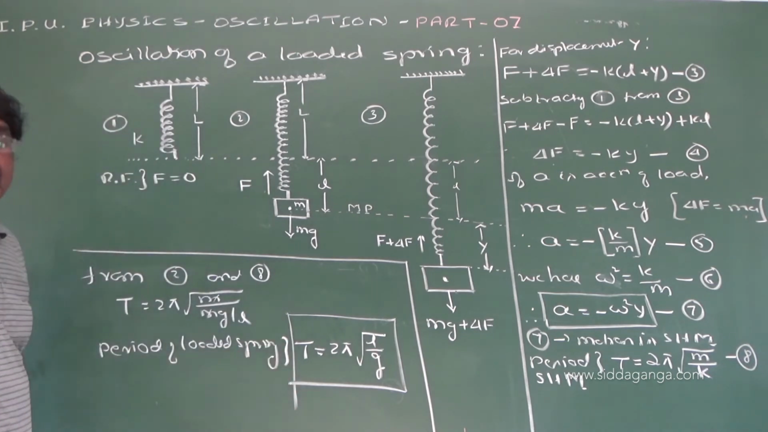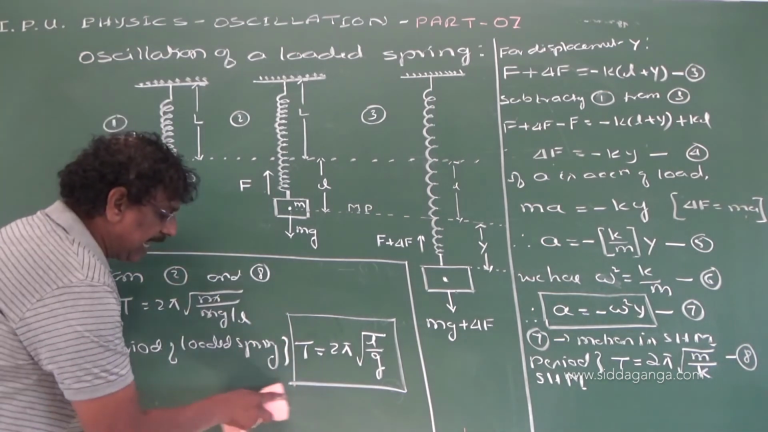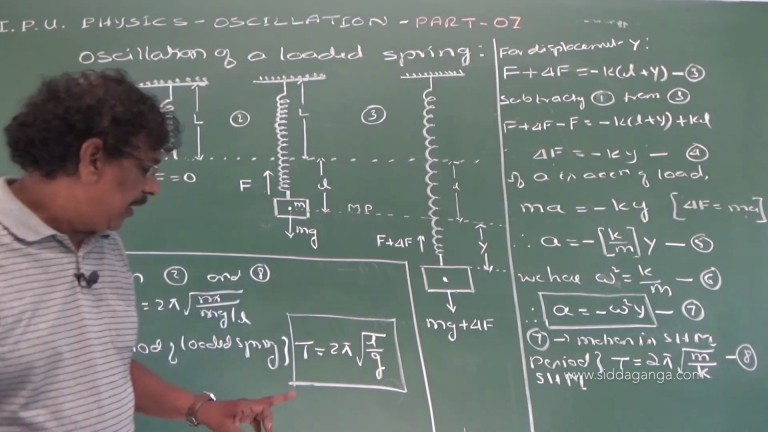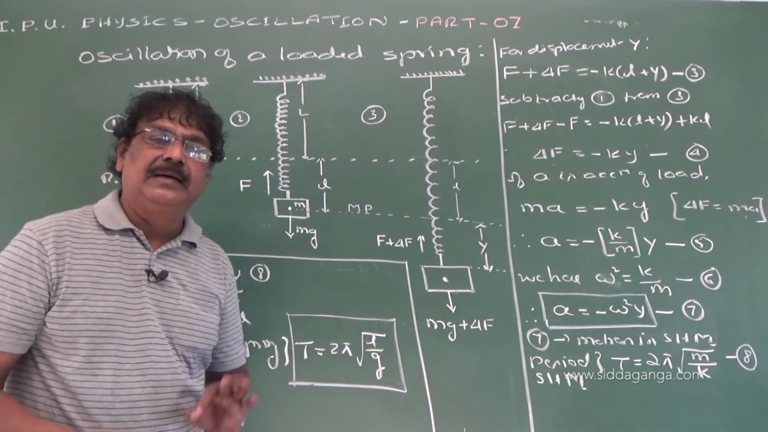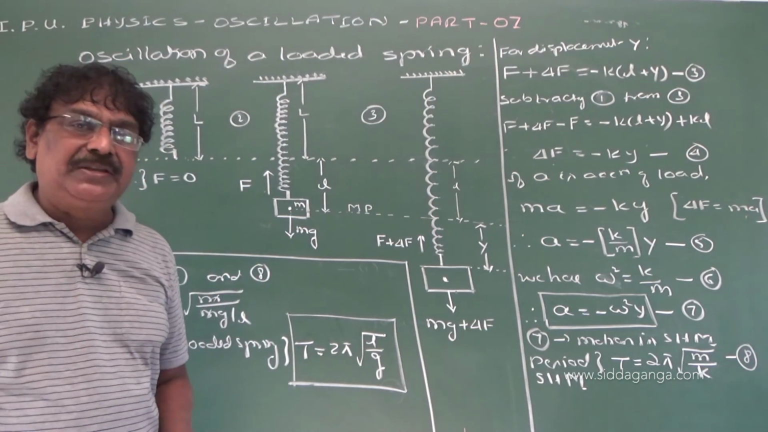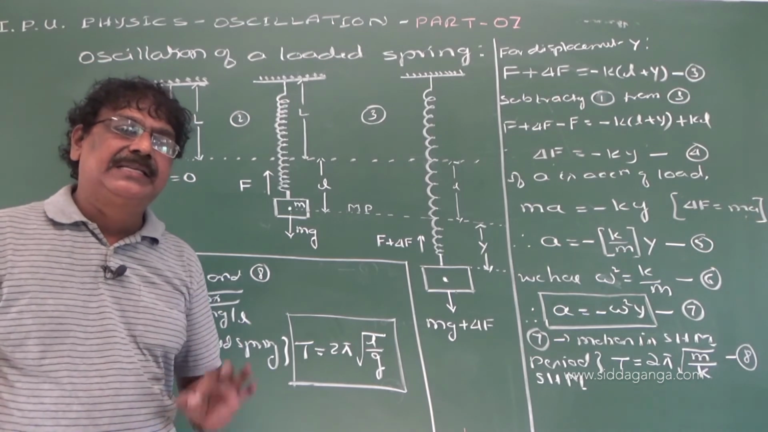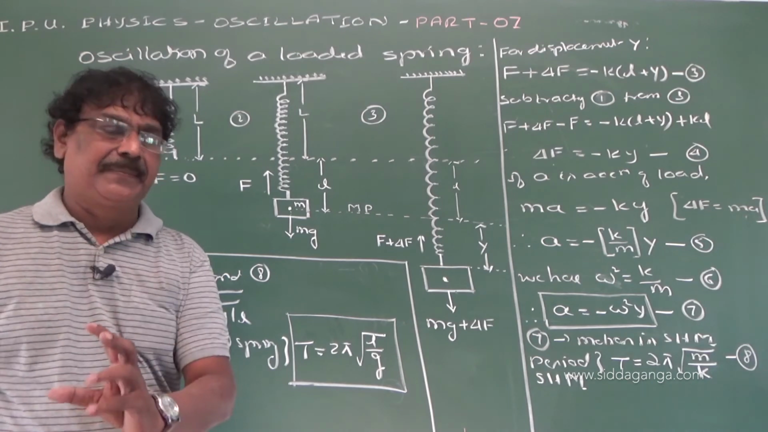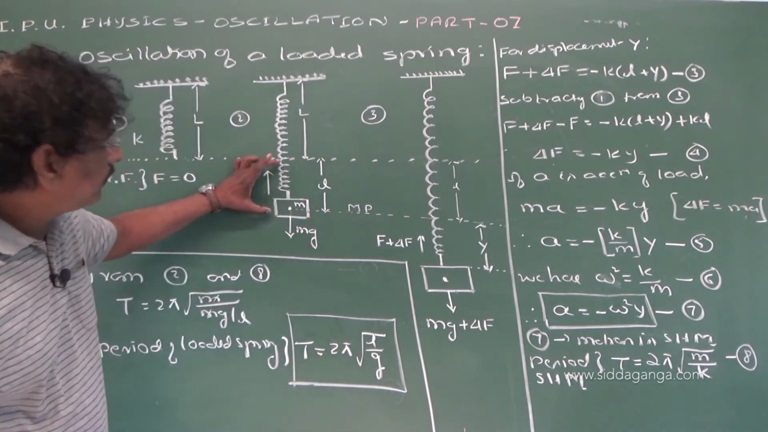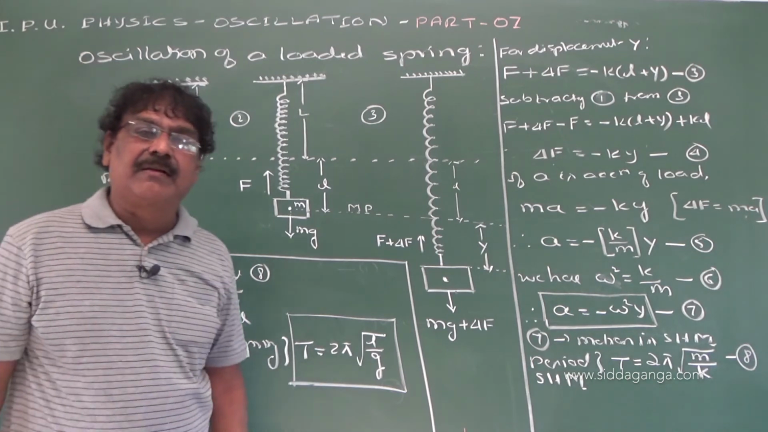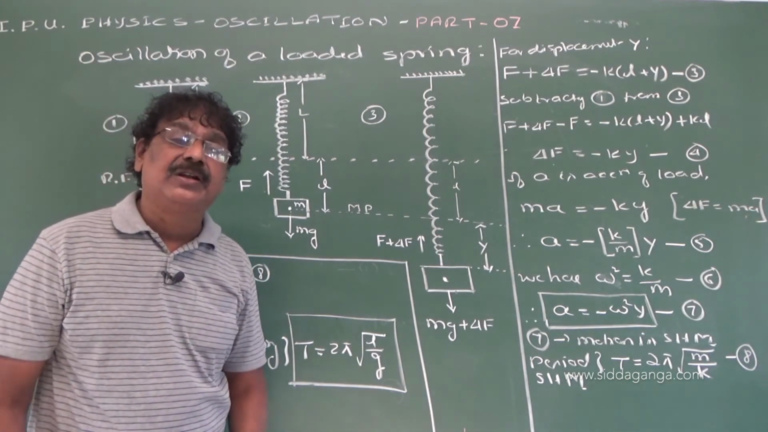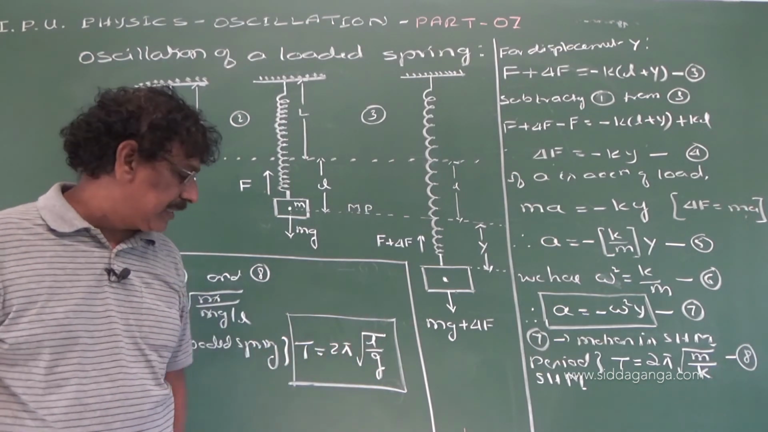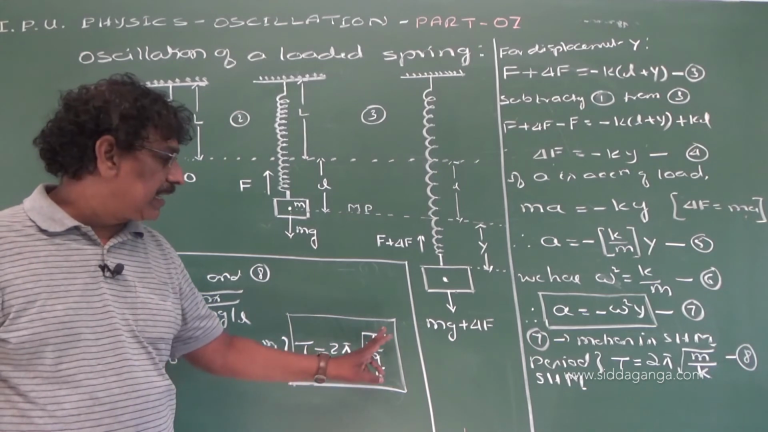So this is the expression for the time period of a loaded spring, where L is the length through which the spring gets stretched when the load is attached to the spring, and G is a constant, that is acceleration due to gravity. Since 2 pi is constant and G is constant, T is directly proportional to square root of L.